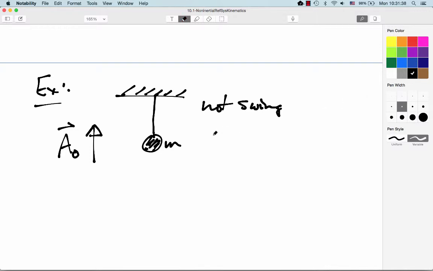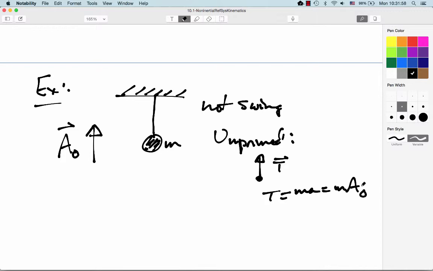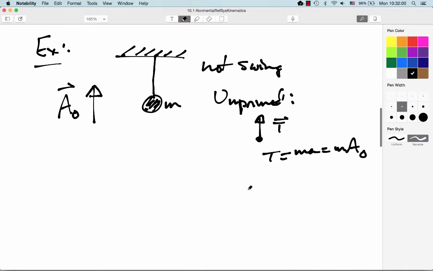If we were in the unprimed frame, we would draw a free body diagram that showed a force of tension acting up. And we would say, by Newton's second law, that that tension was equal to ma, which equals ma naught. Okay. Now, let's think about how a primed observer would think about this.